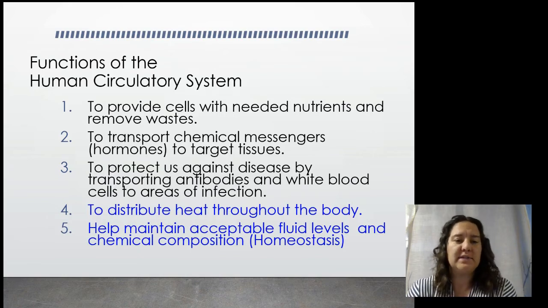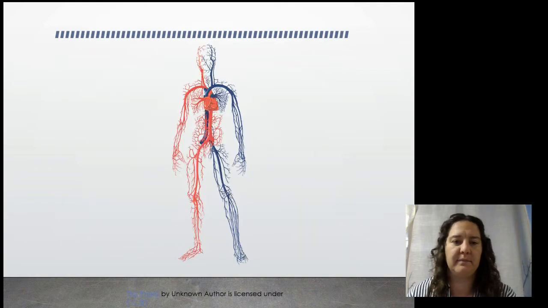So the circulatory system has 5 different functions. One is to provide cells with the nutrients they need and to remove wastes that they produce. It transports chemical messengers or hormones to targeted tissues. It protects us against disease by transporting antibodies and white blood cells to areas of injury or infection. It distributes heat throughout the body, and it helps maintain acceptable fluid levels and chemical composition through the process of homeostasis. So the circulatory system goes through and around all the cells of our body. We have an arterial system, which travels away from the heart, and a venous system, which travels towards the heart.